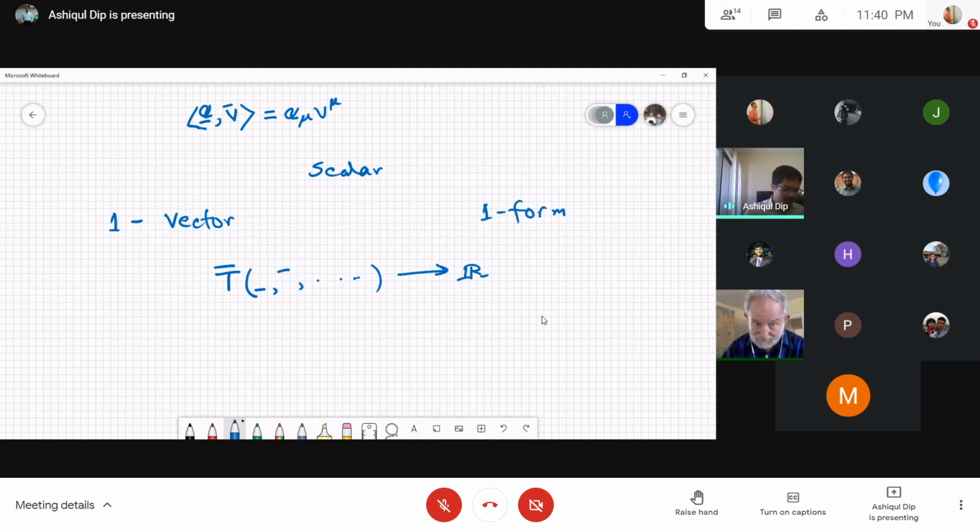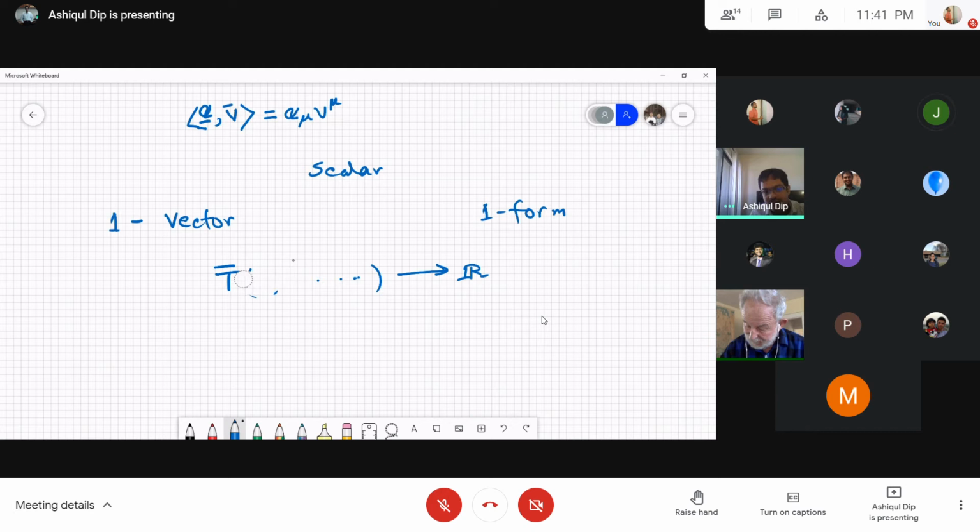A coordinate independent number. The final result doesn't depend on coordinates. Can you please repeat the last sentence? So the definition is, T is a geometric object like vectors and one forms. T can take as many vectors as necessary, probably 2, 3, 4, 5. It depends on how many slots it has and which slot can take what.